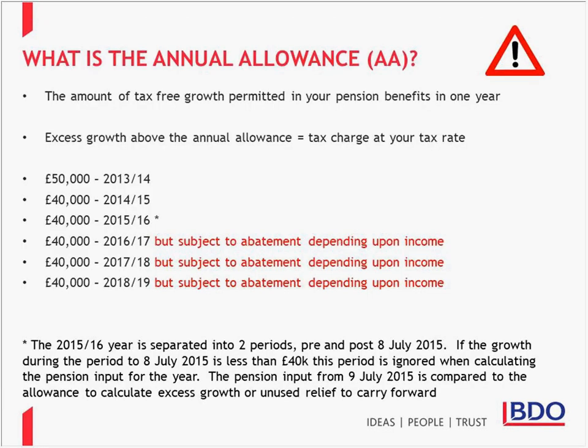The annual allowance is the amount that you can contribute into a pension scheme and receive tax relief on those contributions. The annual allowance is shown on the slide, and so you can see in 2013-14 the amount that an individual could put into a pension scheme was 50,000, which reduced to 40,000 from 2014-15.